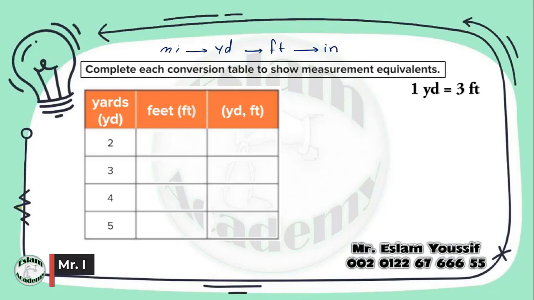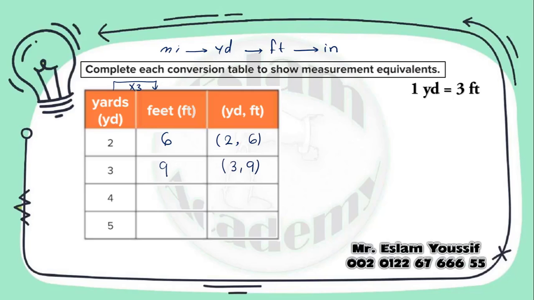We know that 1 yard is equal to 3 feet, so in all of the cases I would just multiply it by 3. So 2 times 3 equals 6. So for each 2 yards it's represented by 6 feet. And 3 times 3 equals 9. So it will be 3 and 9. Now we have 4. 4 times 3 equals 12. So it will be 4 and 12. And 5 times 3 equals 15. So it will be 5 and 15.